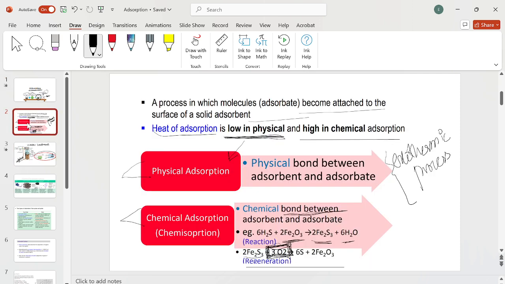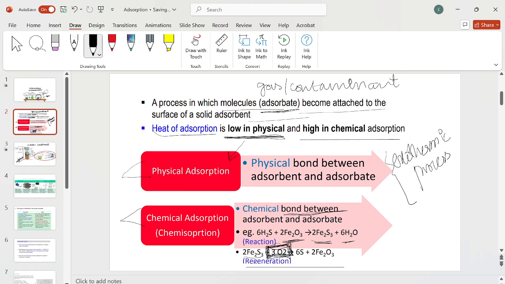So we will start with the definition of adsorption, in which we'll explain that it is a process in which molecules become attached to the surface of a solid adsorbent. That adsorbate, the molecules, can be any gas, any contaminant, or any heavy metal present in water, any contaminant we can say. It can be a vapor.